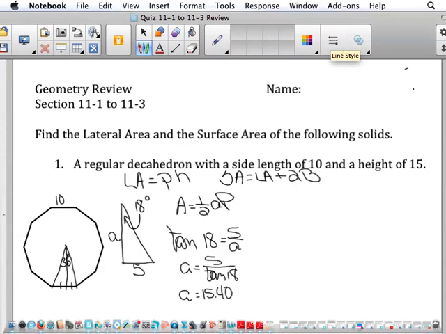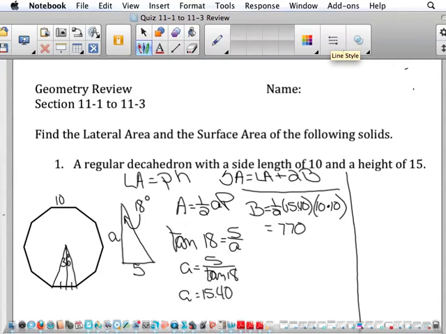Now the area of my base is 1/2 the apothem, 15.4, times the perimeter. The number of sides is 10 and the length of each side is 10. So now the area of my base is 770. I'm going to need that piece of information when I'm finding the surface area.